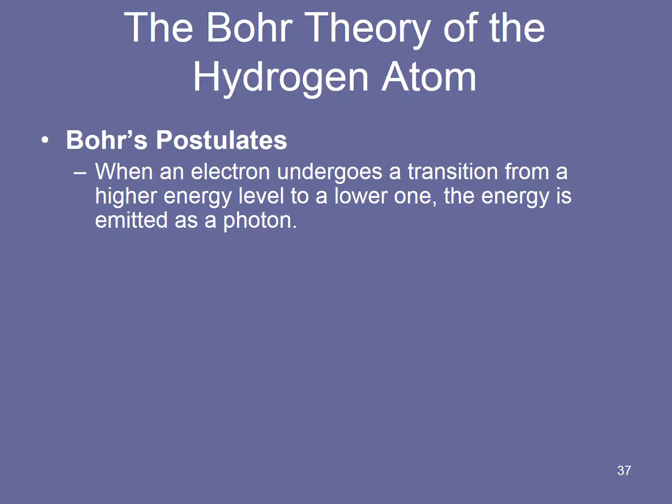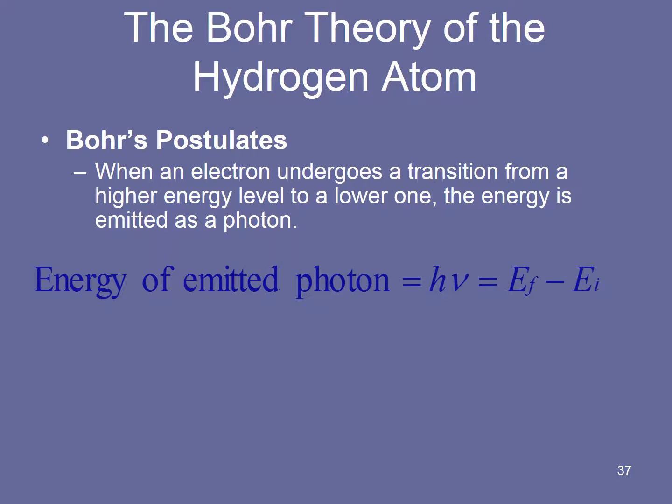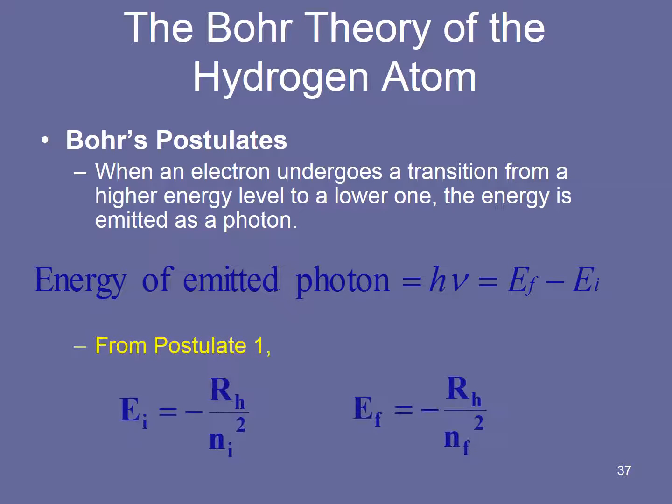Okay, so again, if the electron goes from a high level to a low level, energy is emitted as a photon. E equals h nu, and it's actually delta E, so it's the final energy minus the initial energy that gives us delta E. Now, if we plug this into the equation, the final energy, as you can see on the right, is negative R_H over n_f squared, f meaning the final level, and negative R_H over n_i squared, where i is the initial level.